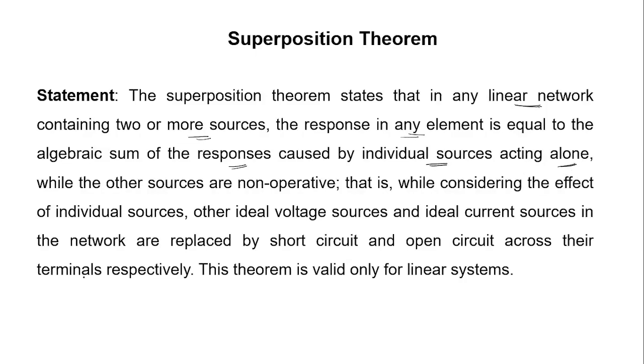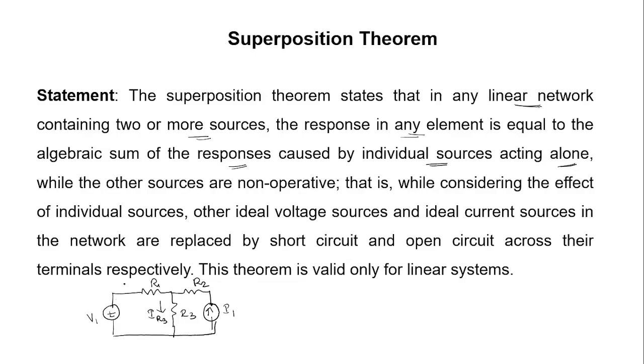So for example, if we consider a DC circuit like this, here we have three resistors and two sources. One is the current source, another one is the voltage source. Let this be the voltage source V1 and this be the current source I1. And these are the resistors R1, R2, R3. Suppose we are going to find the current flowing through the R3 resistor using the superposition theorem.